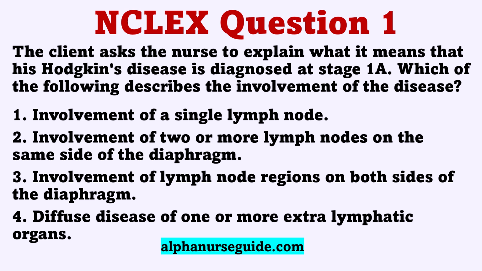The correct answer is 1. In the staging process, the designations A and B signify that symptoms were or were not present when Hodgkin's disease was found, respectively. The Roman numerals 1 through 4 indicate the extent and location of involvement of the disease. Stage 1 indicates involvement of a single lymph node. Stage 2, two or more lymph nodes on the same side of the diaphragm. Stage 3, lymph node regions on both sides of the diaphragm. And stage 4, diffuse disease of one or more extralymphatic organs.